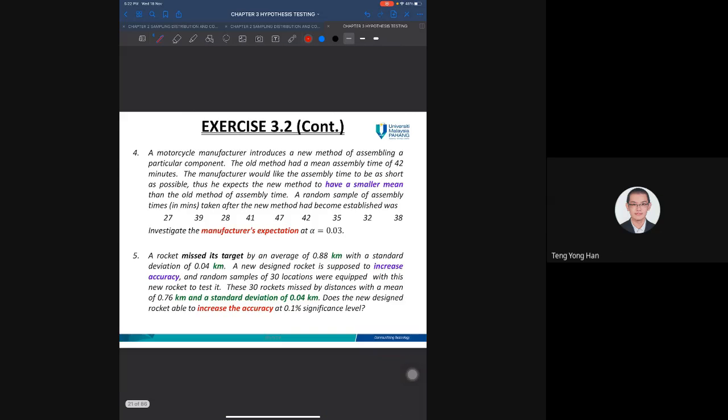Distance of rocket means its target. To design a rocket target, again, to increase the accuracy, that is not the variable. What is the data that we collect here? The distance of the rocket meets its target. So it means the distance from the rocket to its target, because the mean, the average, and the standard deviation here are based on the rocket meeting its target. So the variable is the distance of the rocket to the target.